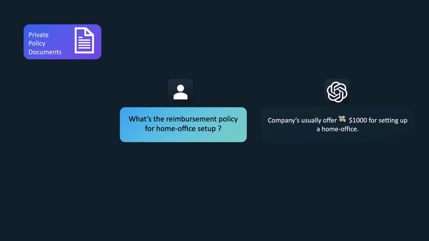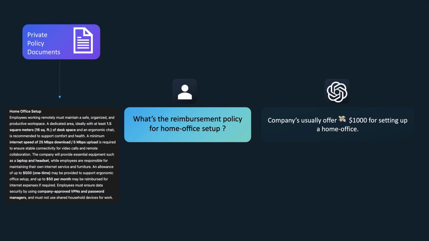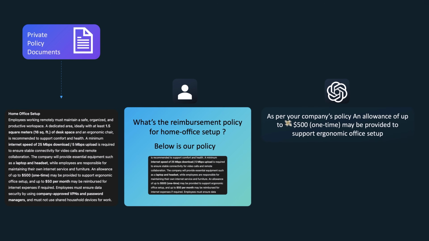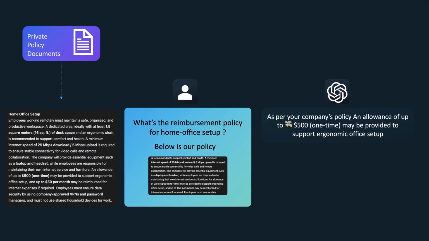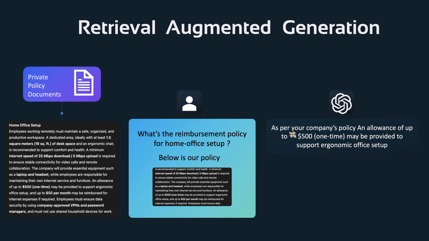So what do you do? You look up your internal policy document and get the section of the policy that describes home office setup by yourself. Then you add that to your prompt and tell ChatGPT to refer to this policy. Now, with this additional information, ChatGPT is able to generate more accurate responses. And that is the simplest explanation of RAG, that stands for Retrieval Augmented Generation.